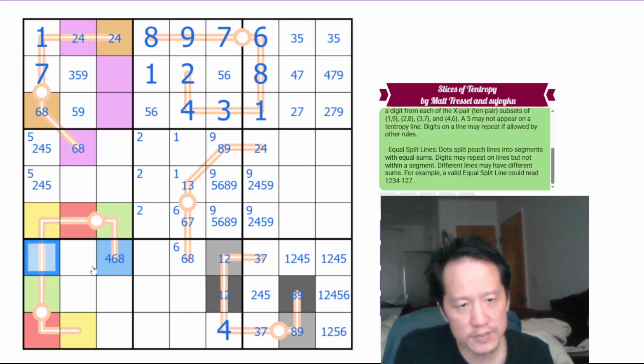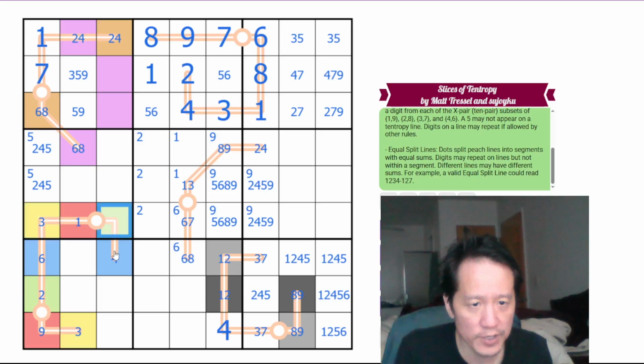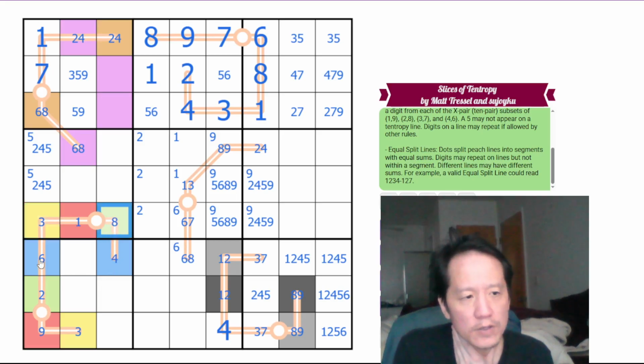So if this is 6, this would be 4. You'd have 1 here. This would have to be 9. This would be 3, 2, 3, and 8. And that does work. If this is 2 and 8, this 6 would make this an 8. That would make that a 2. So that's fine.